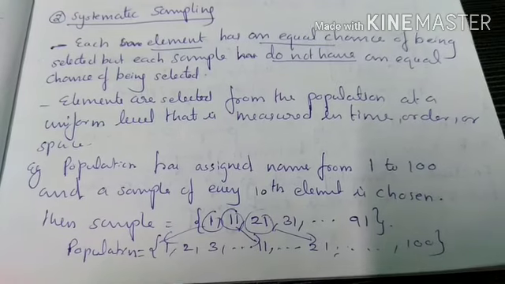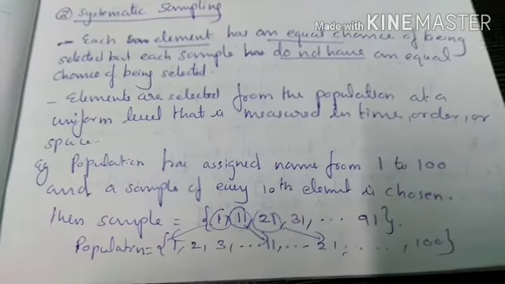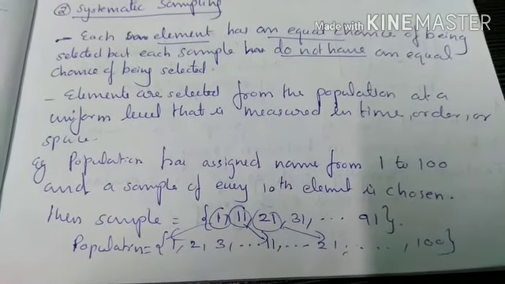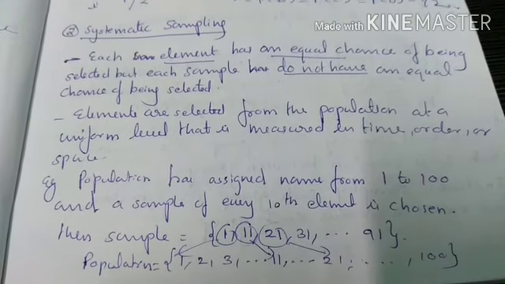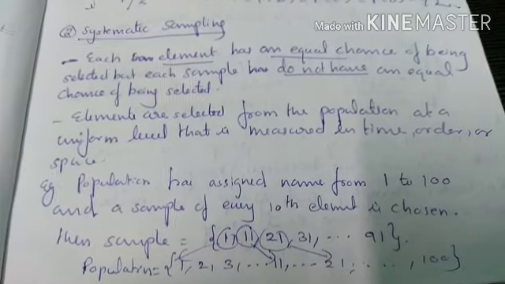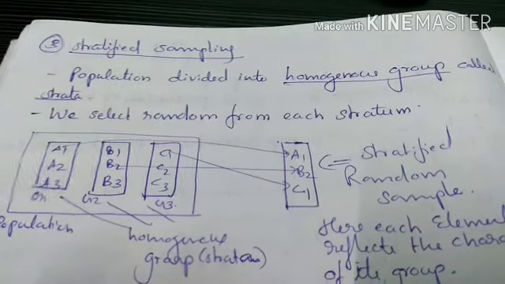So the sample will be 1, 11, 21, etc., 91, and the population is 1, 2, 3, etc., 100. So we can know what is a systematic sample from this. The third one is stratified sampling.